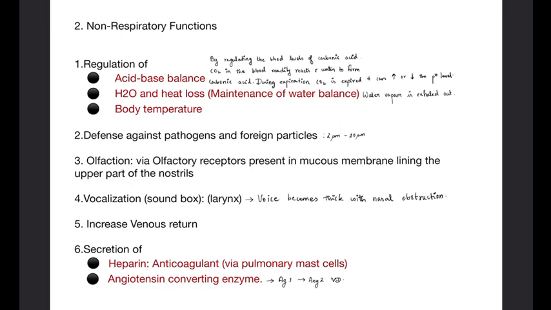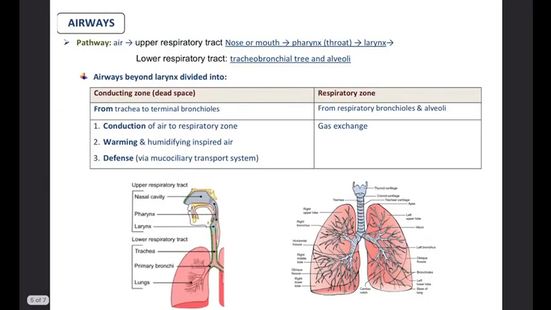Now next, airways. As I said just now, there are two types of airways: upper respiratory tract and lower respiratory tract. The upper respiratory tract starts from the nostrils, nose, nasal cavity, pharynx, larynx. And then from the trachea to the primary bronchi and lungs, this is the lower respiratory tract. Okay, understood? The upper one is the upper respiratory tract, from the nose to the larynx. Then we have the lower respiratory tract from trachea to lungs.